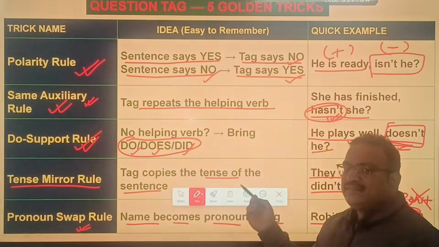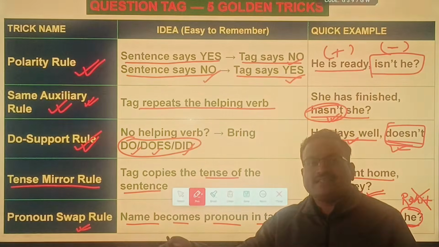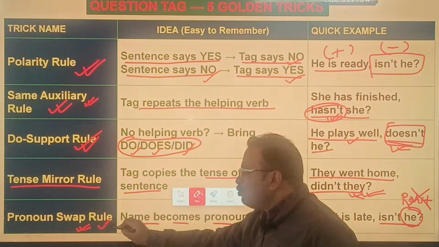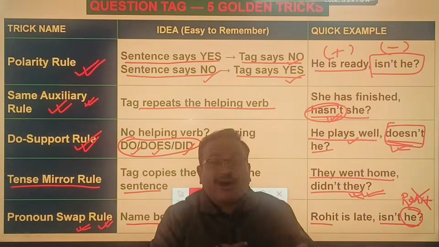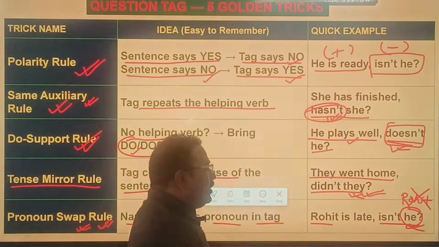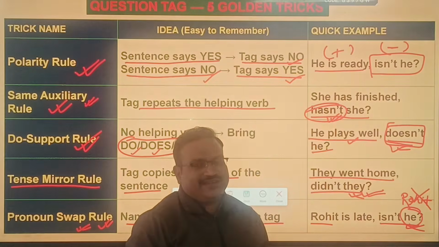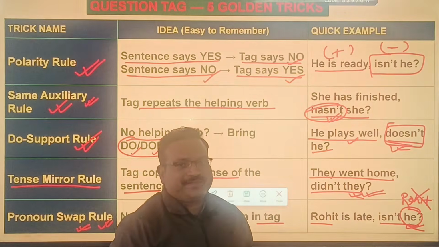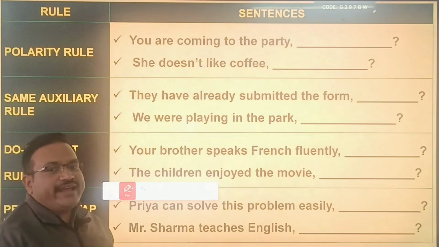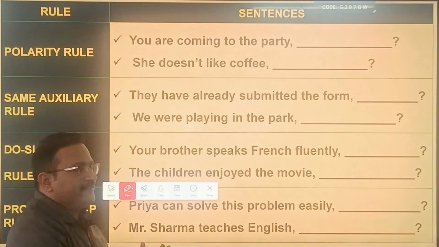Tense mirror, in question tag we keep the same tense as given in the statement or the sentence. And the pronoun swap rule is what? We don't use noun in question tag. What we use, pronoun. Rohit is late. Isn't he? Isn't Rohit is wrong. Okay, now let us go to the next one. Now let us try those five golden rules, golden tricks here.